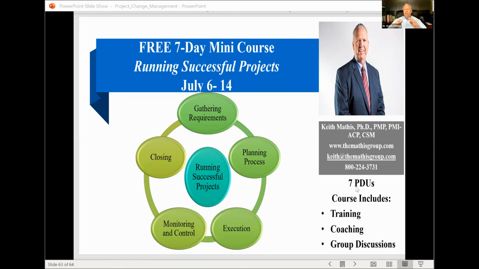As we look at it, we're going to be talking about gathering requirements, planning process, execution, monitoring and control, and closing. Those are the areas we're going to look at for those 7 days. I will have one day where I'll do a video conference, and anybody who wants to call in can ask questions as part of it. But it's going to be a 7-day mini course, Running Successful Projects.